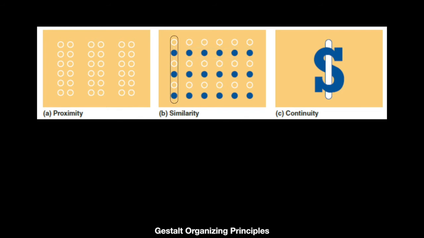Okay, next, good continuation or continuity. We tend to perceive smoothly flowing or continuous forms rather than disrupted or discontinuous ones. So this tends to be perceived as a continuous bar rather than the separate bars.